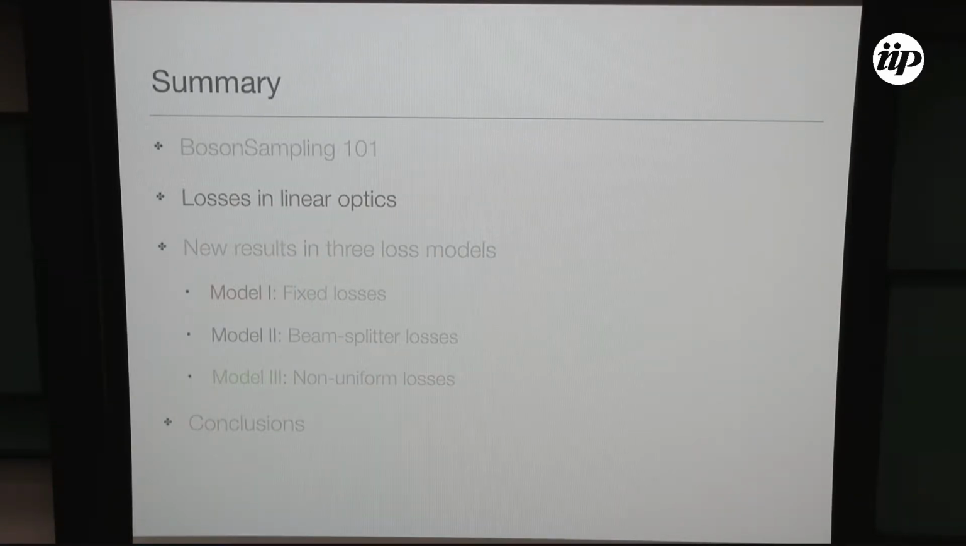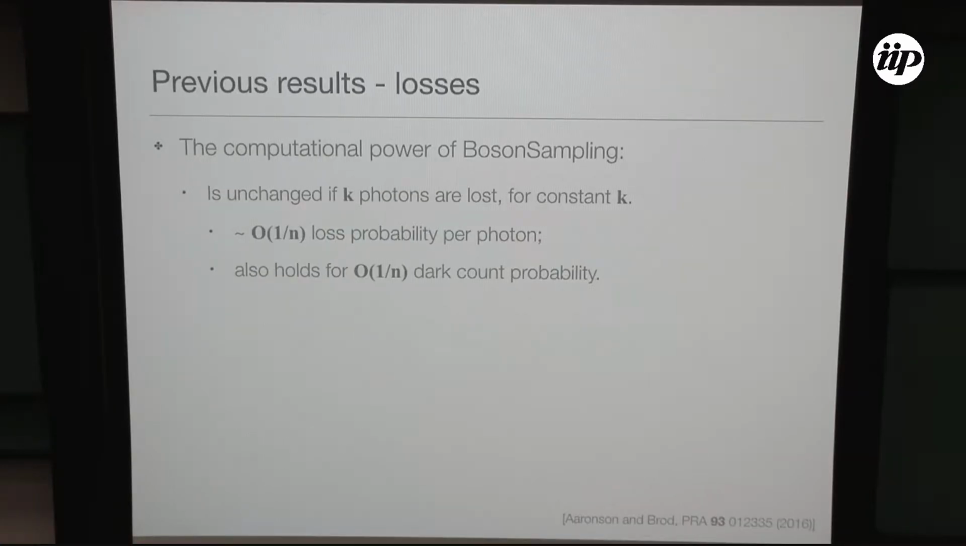Just to tell you what was known before our result. I had a previous paper with Scott Aaronson where we showed that if you prepare n photons and you lose k of them for some constant k, the computational power of boson sampling doesn't change. It remains as powerful as standard boson sampling. Now, this is very unrealistic, because losing just a constant number of photons in the asymptotic limit means the loss probability per photon goes as 1 over n, so the more photons you prepare, the less likely each one is to be lost. That's very unreasonable, but it's a step in the right direction.